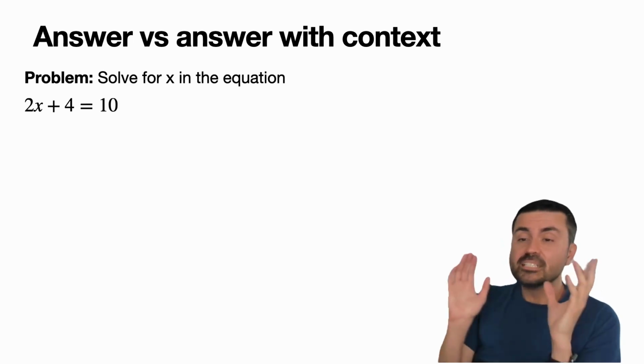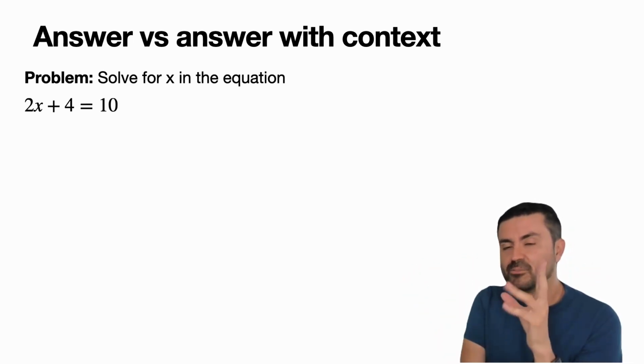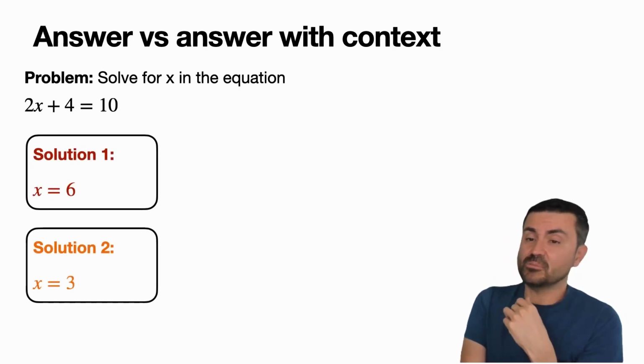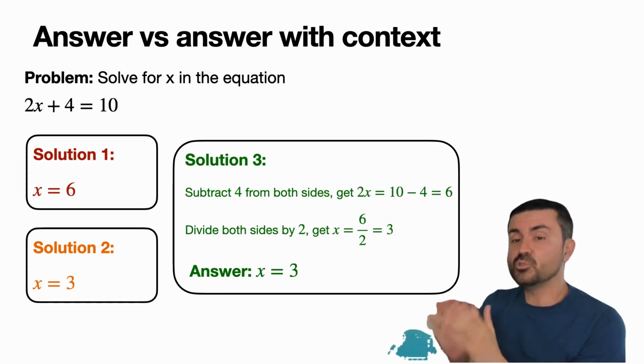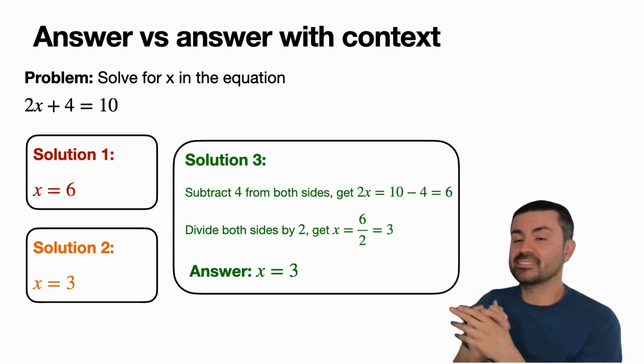So I'm going to give you some solutions that the computer may give, and you help me think of which one is the best one. The first one is x = 6. The second one is x = 3. And the third one is: subtract 4 from both sides, get 2x = 6, and then divide both sides by 2, so you get x = 3.